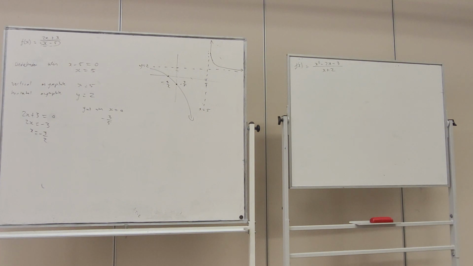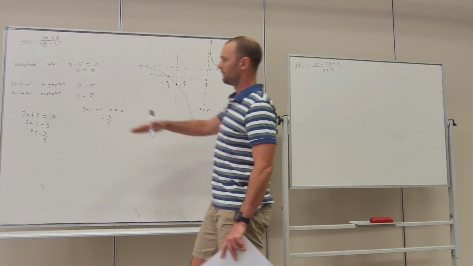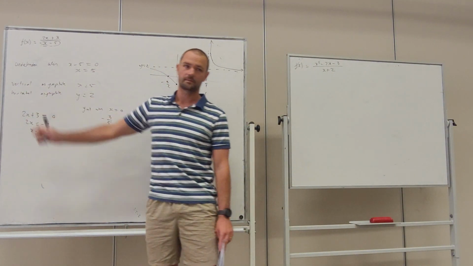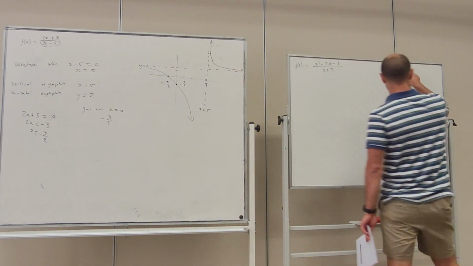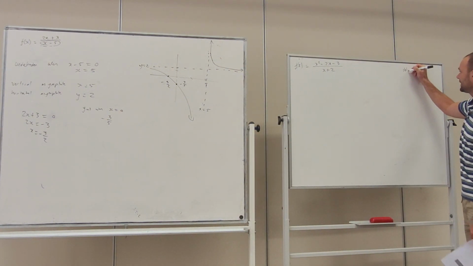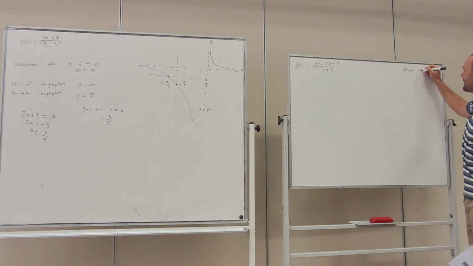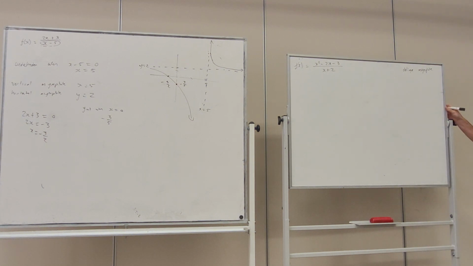So what we've got, 3 types of asymptotes, right? We've got a vertical asymptote, a horizontal asymptote, and the one we're going to learn about now that we haven't talked about before is called an oblique asymptote. And all that means is it's an asymptote that is diagonal, all right? It's the equation of a line.